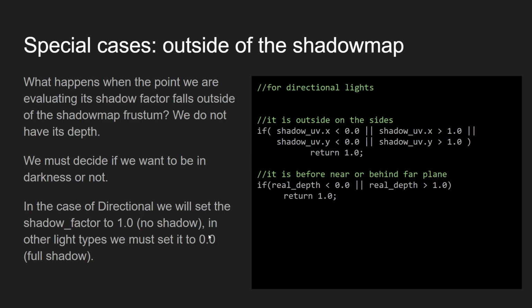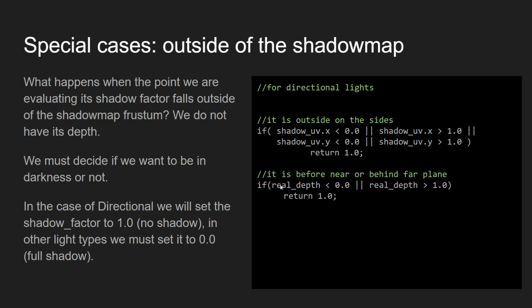And as I said before, this pixel could lie outside of the shadow map. If that's the case, you can see here, if the UV is smaller than 0 or the UV is bigger than 1, the same for X and for Y, that means that the pixel is outside. You can do whatever you want. In this case, if it's a directional light, then I put maximum light, so the shadow factor is 1. So then when I multiply by the color, it is going to stay the same.